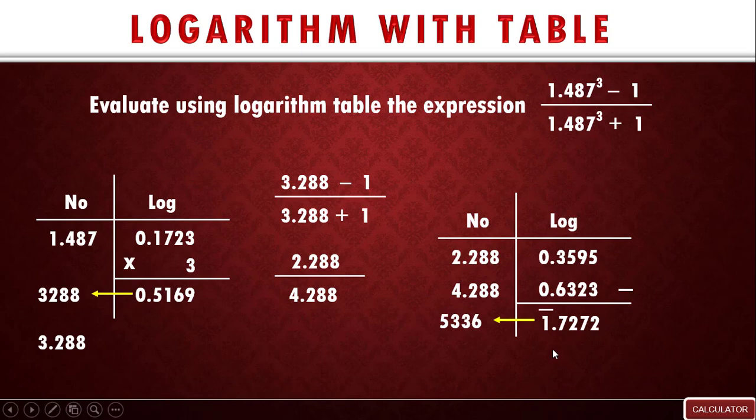The next thing to do now is we add 1 to this bar 1 that we have here. Bar 1 means minus 1, so minus 1 plus 1 will give us 0. Since we're supposed to start our counting from here to know where we're going to put our decimal, and we got the value of 0 here after adding 1 to the characteristic, that means this place will be the position where we're going to put our decimal. So our decimal will be before the 5, so we will have the answer 0.5336 as our final answer.